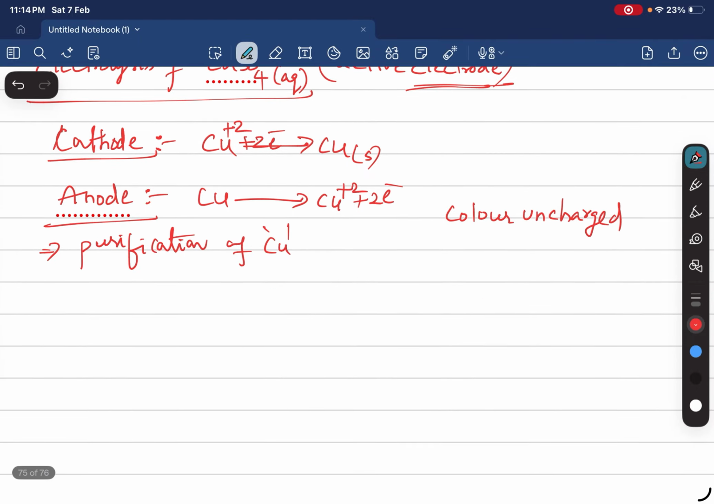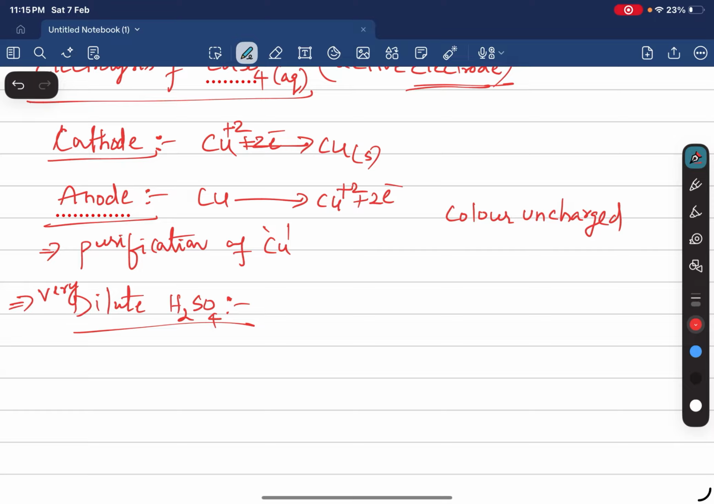So we can also see a few more. Very dilute H2SO4, very dilute. Here, since it is very dilute, it behaves like water only. Here H2SO4 acts as a supporting electrolyte and doesn't participate chemically. So the reactions of electrolysis are the same as water.